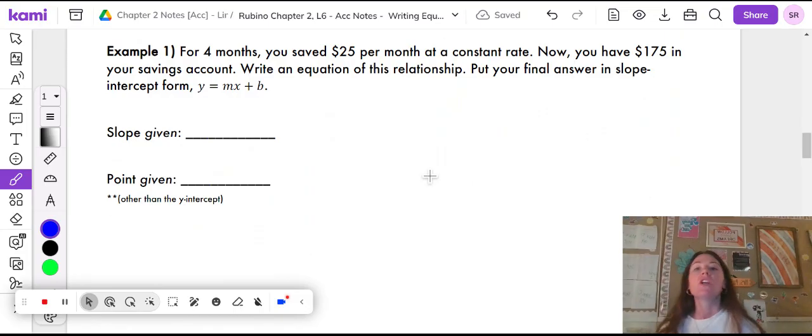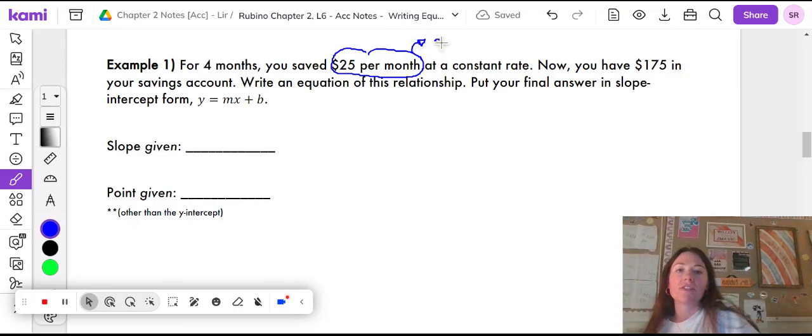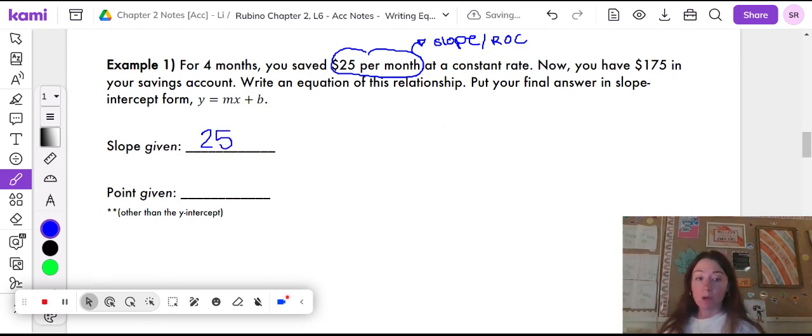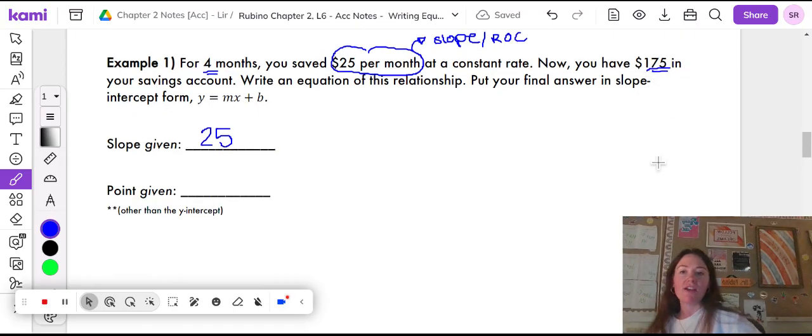It says for 4 months, you saved $25 per month at a constant rate. Now you have $175 in your savings account. Write an equation of this relationship. Okay, $25 per month. I know when I see the word per that this is my slope or my rate of change. I'm going to write that down. Slope given is 25. Okay, I'm also now given some other information, which is going to be my point on the line. Okay, it says that it's been 4 months and I have $175 saved.